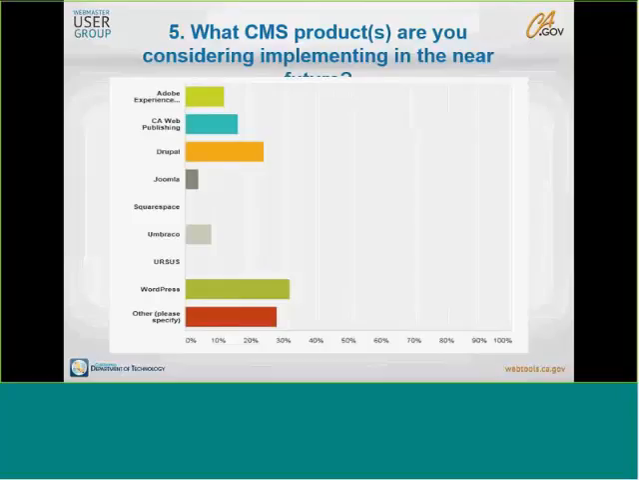So for the future, this is like the top responders for that: Adobe Experience, CA Web Publishing, Drupal, WordPress is high. And then there's some others. And these are probably those, what Kevin was talking about, the little slices of pie, the .NET Nukes and whatnot that are in here. So again, WordPress is, I think, a big deal.